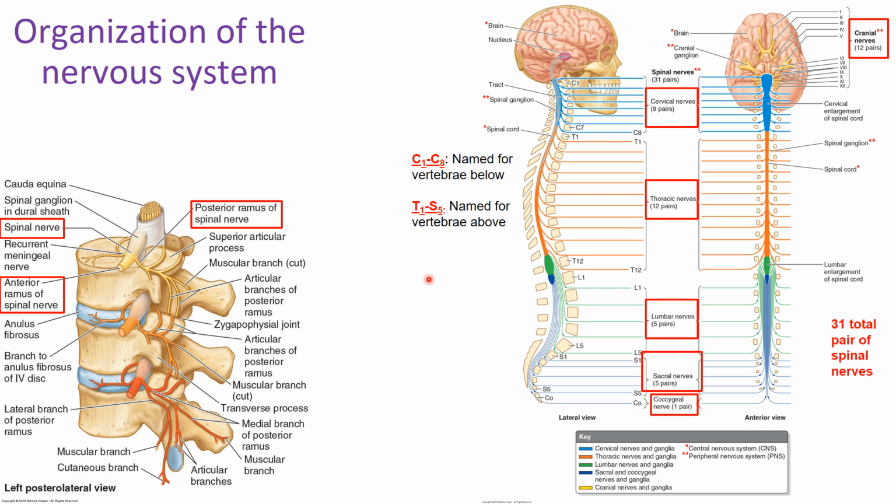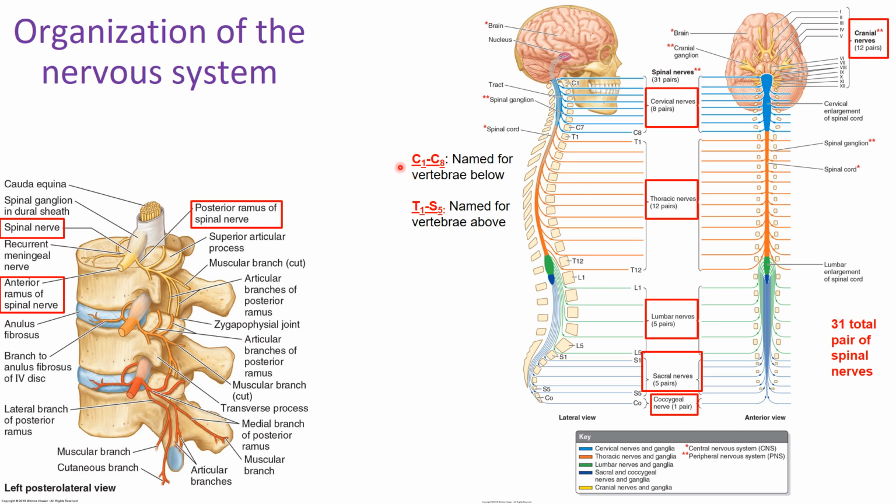Now, the spinal nerves, the peripheral nervous system, is organized as 21 pairs of spinal nerves. A spinal nerve is a nerve that comes off the spinal cord that goes through the intervertebral foramen, which we'll point out in the next slide, to supply different regions of the body. So spinal nerves are named based off of the vertebrae they are associated with.